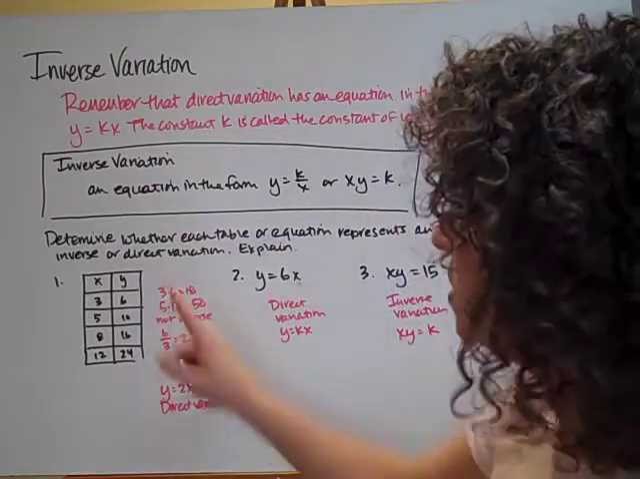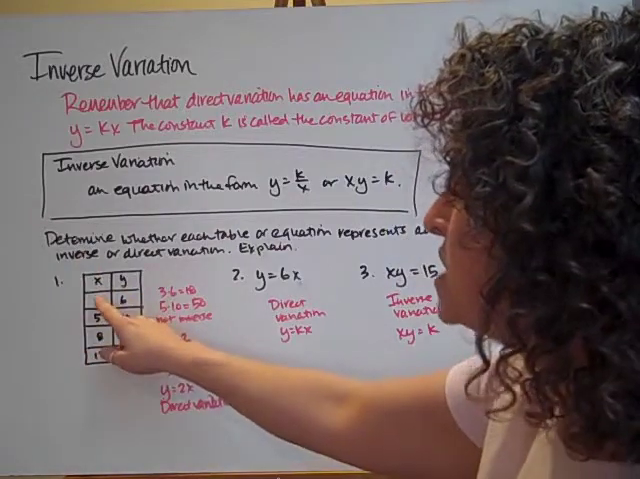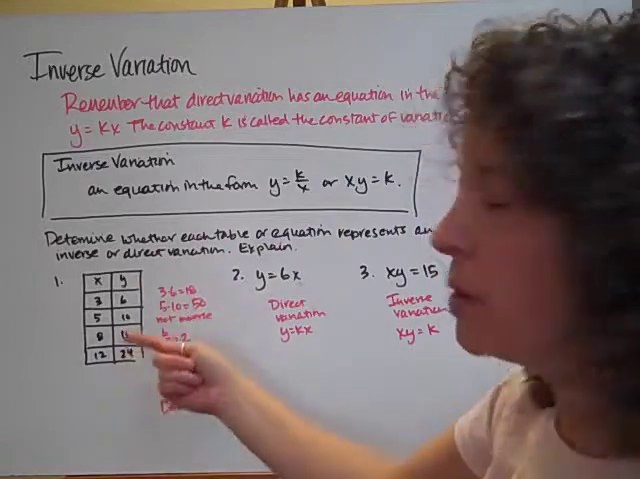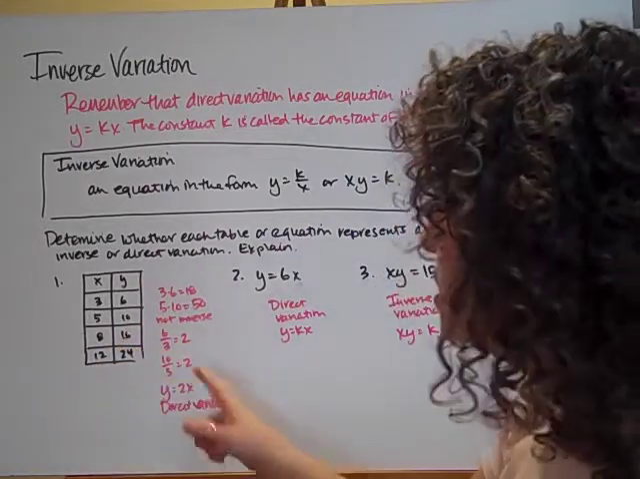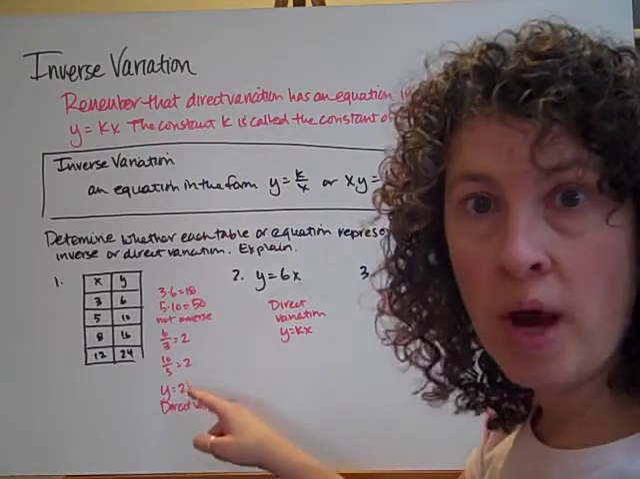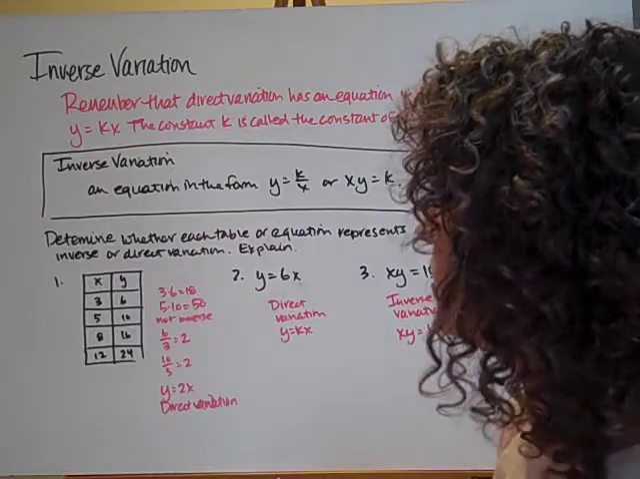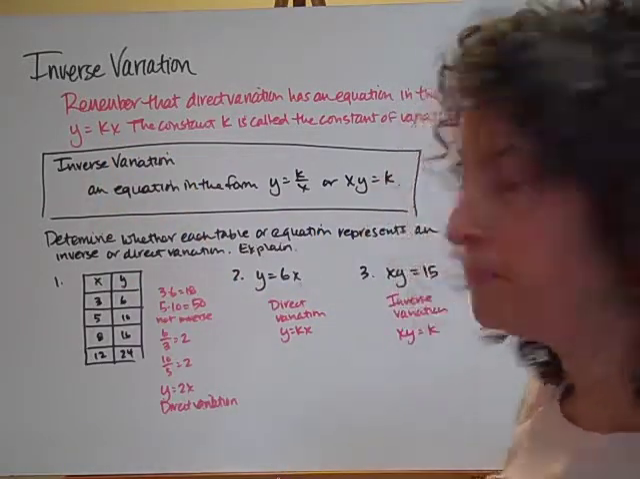Let's see if that works the other way though. If I do 6 divided by 3, it's always y divided by x. 6 divided by 3, that gives me 2. And 10 divided by 5, that gives me 2. If I keep going, I do see the same pattern. 16 divided by 8 is 2, 24 divided by 12 is 2. So the equation here would be y equals 2x, since that constant is 2. So this is a direct variation equation, because that looks like our direct variation format.